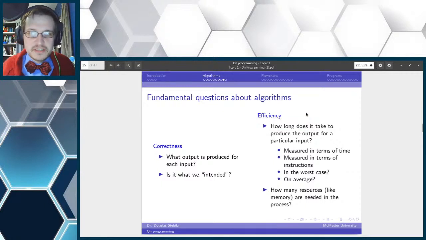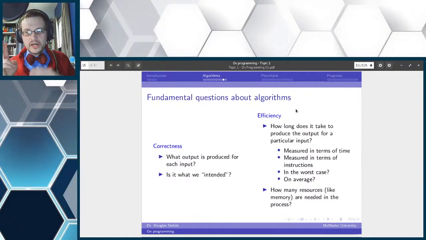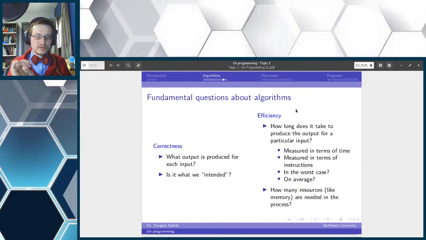Efficiency is a little more difficult to nail down because there are a few different ways you can measure efficiency. You can talk about whether it's time efficient, instruction efficient, what about the worst case scenario, the best case scenario, what about on average? Is it memory efficient? There are a bunch of different parameters that can characterize the execution of an algorithm, and you can determine whether or not you're in a desirable range for each of those.